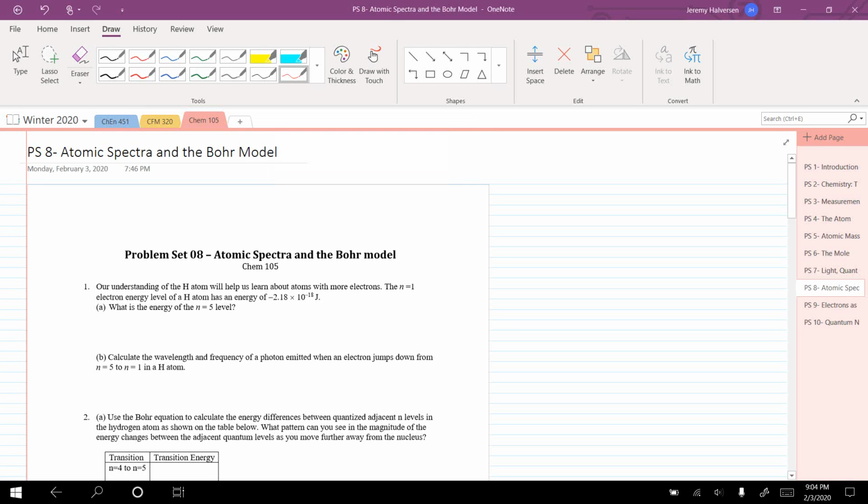This is problem set 8. We're going to start talking about atomic spectra and the Bohr model of the atom.